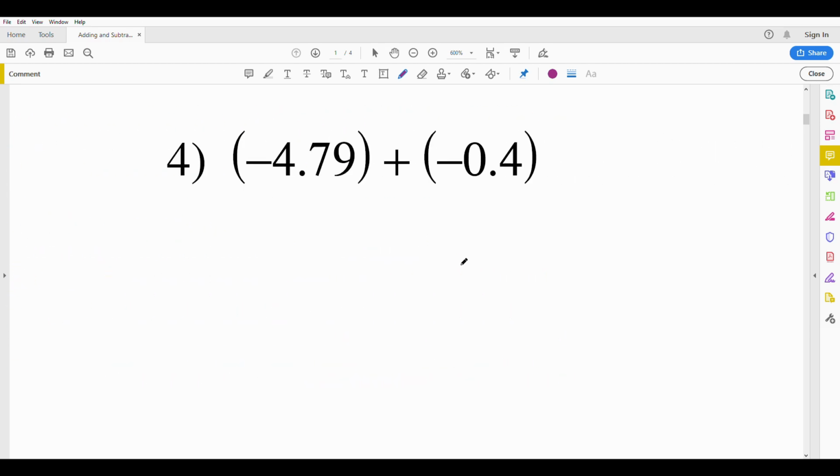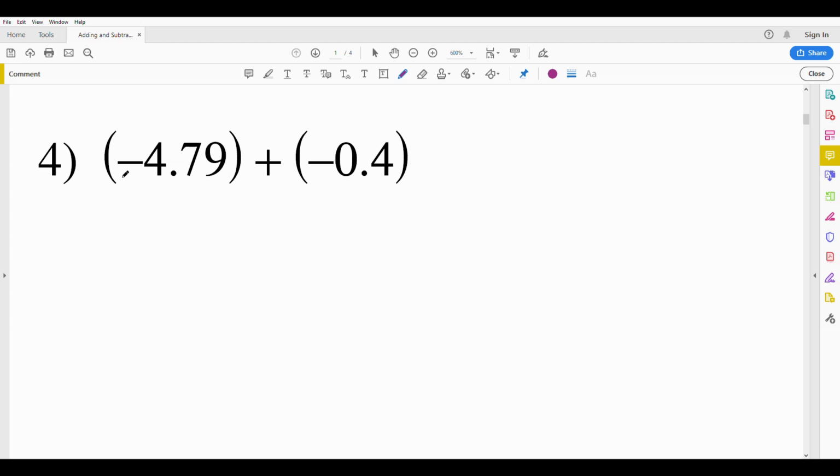Now in number 4, it's a little different because we have a negative and another negative. So we're going further into the negatives, meaning that our negative number is going to be even further from 0. So as opposed to subtracting like we did in number 3, we're going to add these quantities together, but remember, they're both negative. So essentially we're going to be adding 4.79 to 0.4, remembering that they're negative quantities, so the result is also going to be negative.